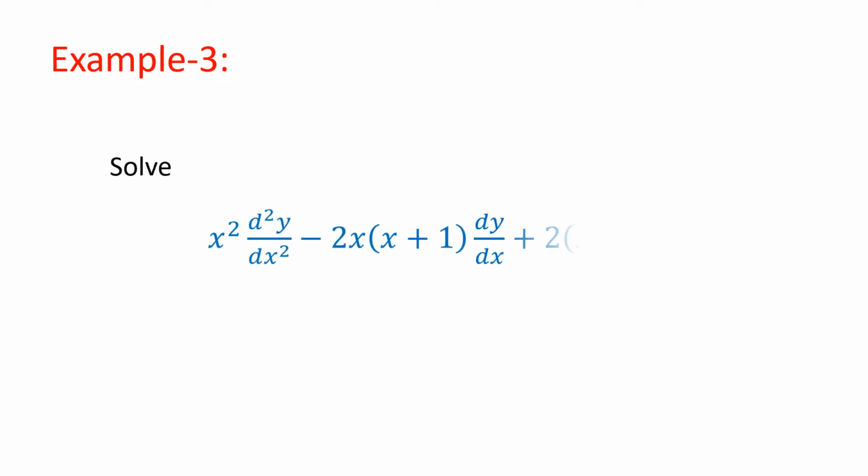Now we shall consider another example. Solve x square d square y by dx square minus 2x into x plus 1 dy by dx plus 2 into x plus 1 y is equal to x cube. Now observe carefully, this example says solve. But in the previous examples we considered, we had to find a part of the complementary function only. If they say solve, we have to find the complete solution of second order LDE. That means we have to find both the value of u and v.